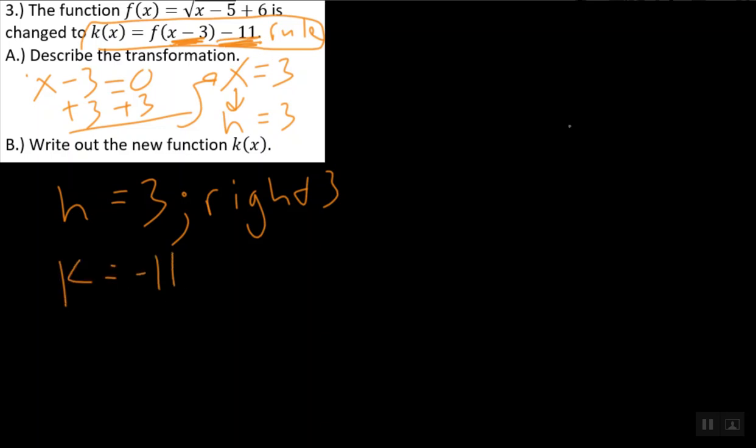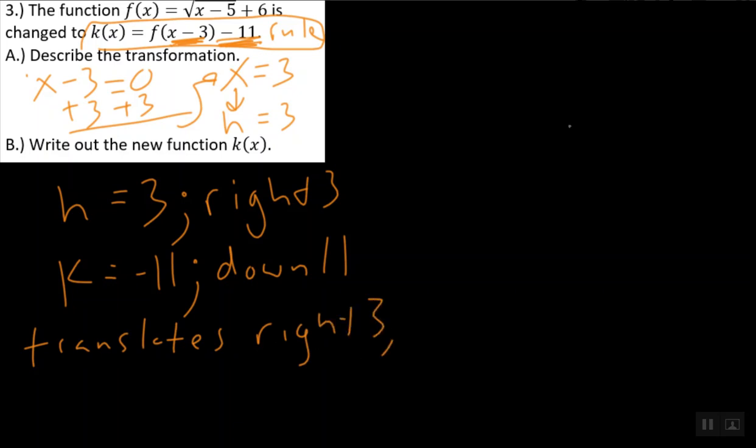And one thing I didn't mention in example 1, we call the value of x inside the grouping h. And h shifts us left or right. So since it's a positive 3, we'll say, hey, this is moving to the right 3. And here on the outside we have the minus 11. K is equal to minus 11. And so it's moved down 11. So that's how you would describe the transformation. We'd actually say it translates right 3 and down 11.